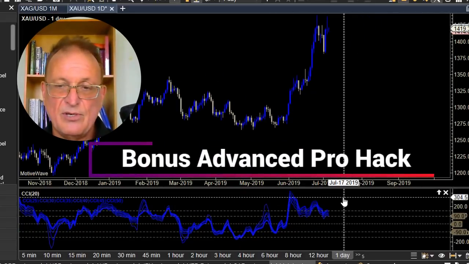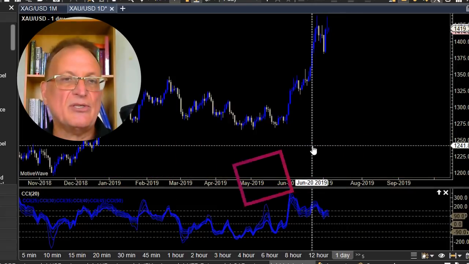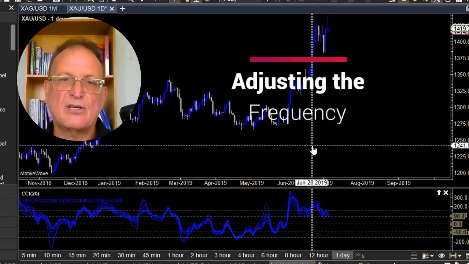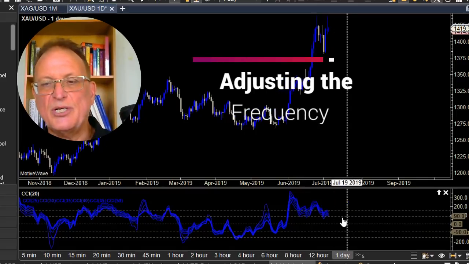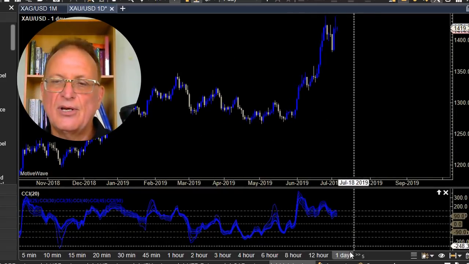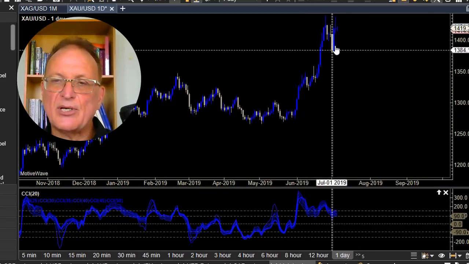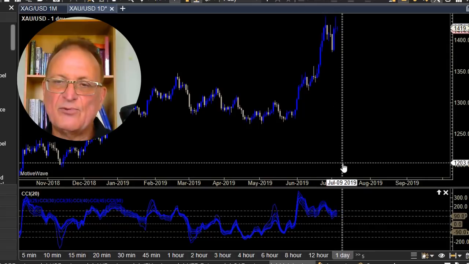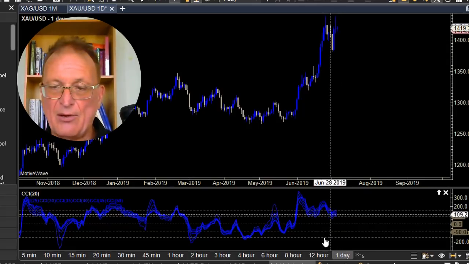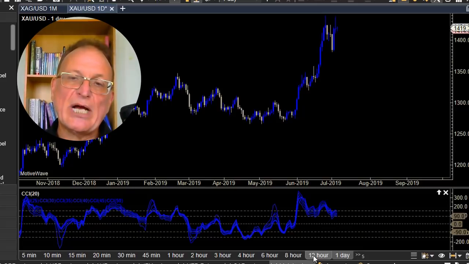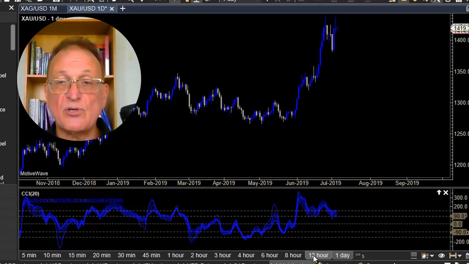So another thing is adjusting the frequency. What is the frequency? It's how many units are displayed, how much time is in each unit. Like on this chart, there are units of candles that are displaying 1 day of time for a period of time. And then if I adjust that frequency, something amazing will happen that you will start to be able to also use in your trading.